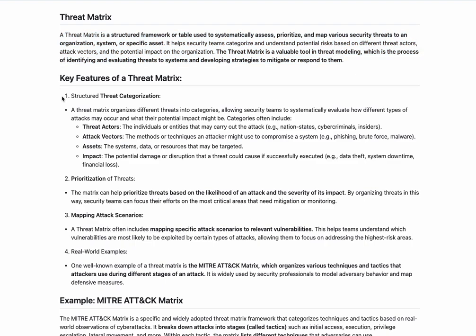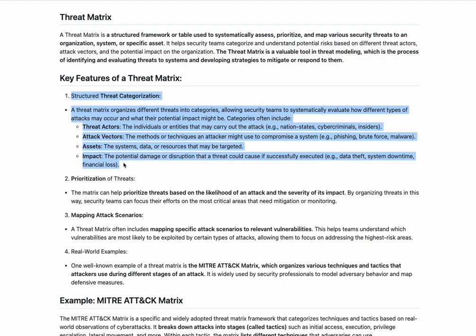Key features of a threat matrix: structured threat categorization. A threat matrix organizes different threats into categories, allowing security teams to systematically evaluate how different types of attacks may occur and what their potential impact might be. Categories often include threat actors, the individuals or entities that may carry out the attack, for example, nation-states, cybercriminals, insiders. Attack vectors, the methods or techniques an attacker might use to compromise a system, for example, phishing, brute force, malware.